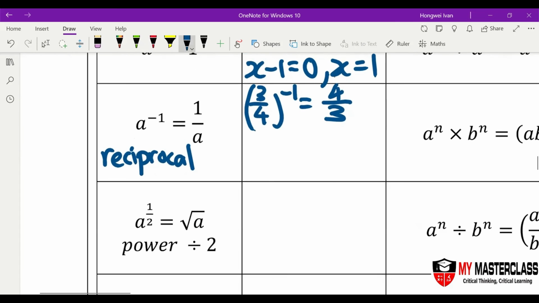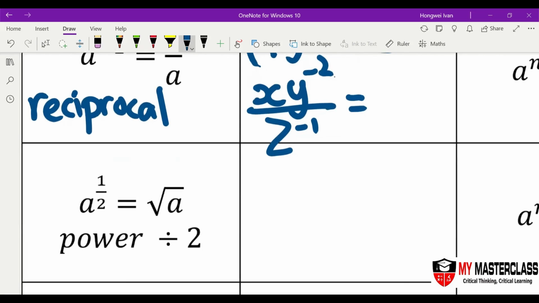Okay? But if you have a more troublesome one, something like this: x, y power -2 over z power -1. Actually, very simple one. When you see negative power at the numerator, it means you will go to the denominator. If you see negative power at the denominator, it means you will go to the numerator. So the x, nothing happened to the x. The x is just there, minding its own business. The y's power -2 goes down, becomes y squared. Understand? Negative power just means it goes from the numerator to the denominator.